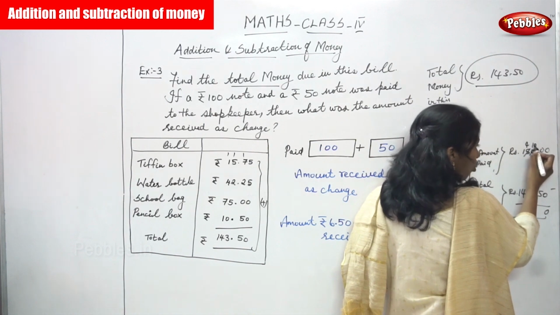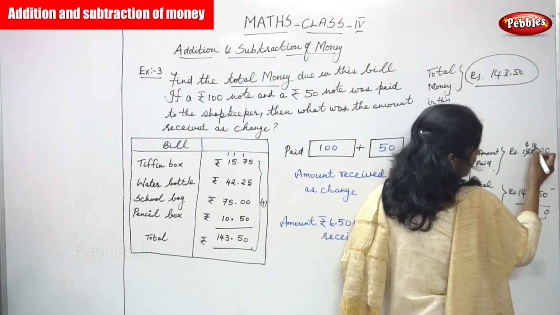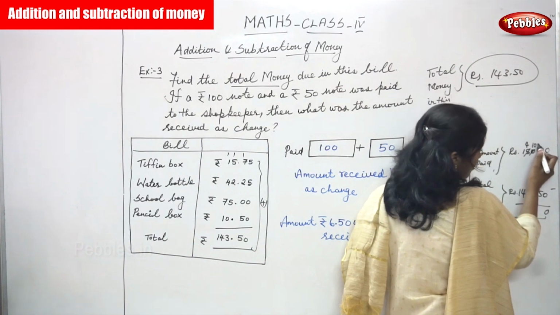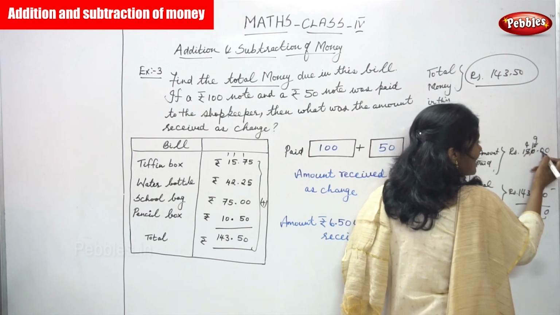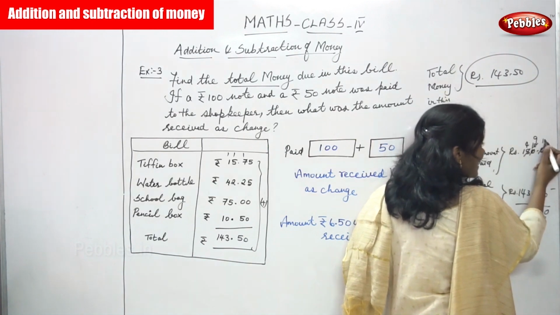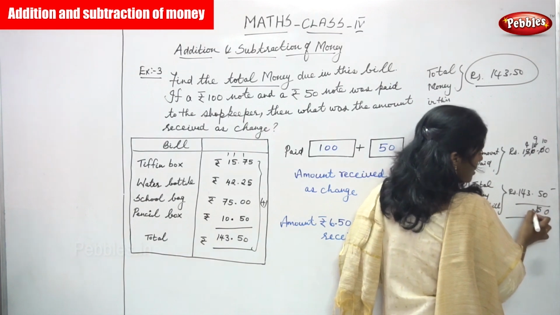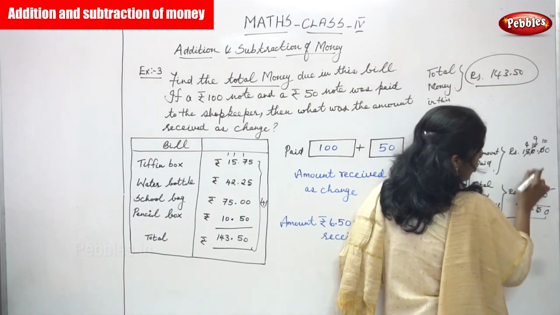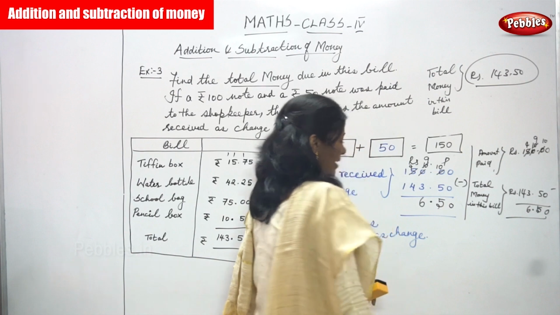Now I'm going to borrow 1 from this place, that means 0 becomes 10. So now I'm going to borrow 1 ten from this place. So this 10 becomes 9 and this 0 becomes 10. So 10 minus 5 you can get 5 again. So 9 minus 3 you can get 6, and again 4 minus 4 you can get 0 and 1 minus 1 you can get 0. So the answer is 6.50.